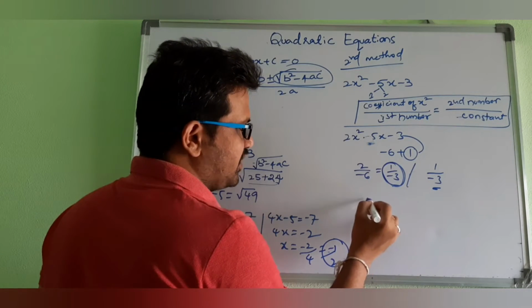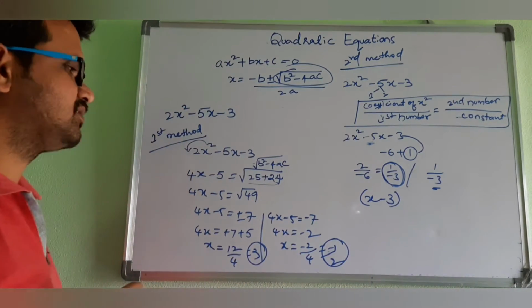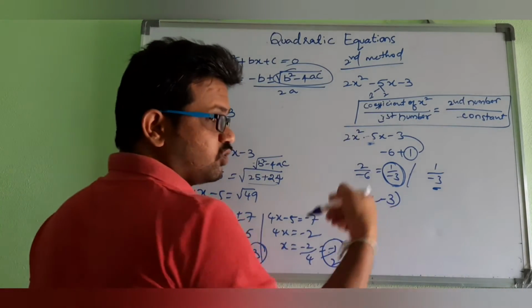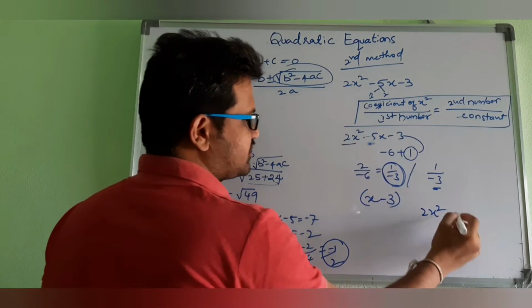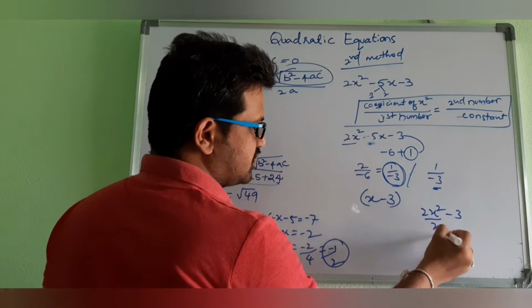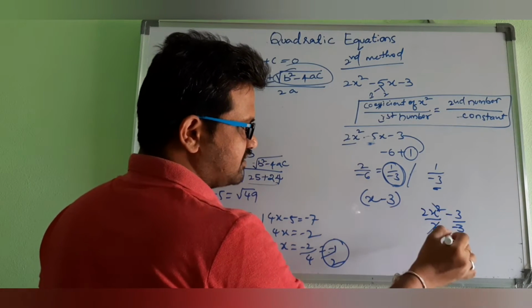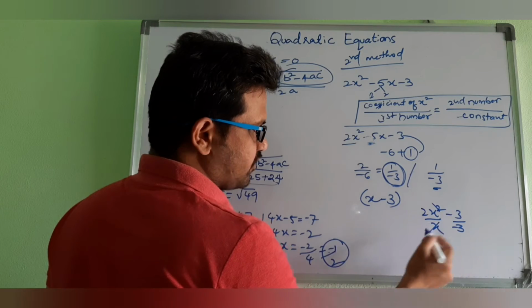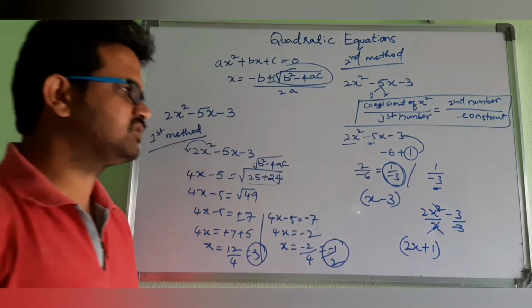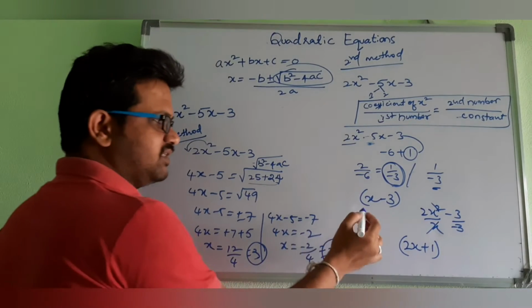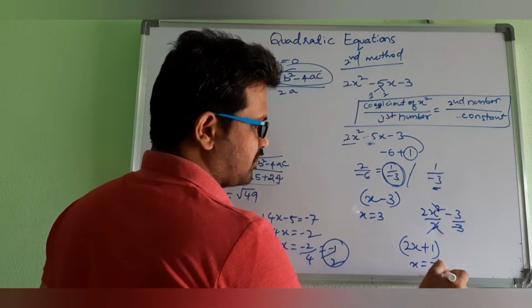So what is the ratio? 1 by minus 3 means x minus 3 is one factor. How to find the second factor? Take 2x square and the last term, minus 3, divide by x and minus 3. The x cancels, and minus 3 by minus 3 is 1, so we get 2x plus 1. So x minus 3 means x is equal to 3, and 2x plus 1 means x is equal to minus 1 by 2.